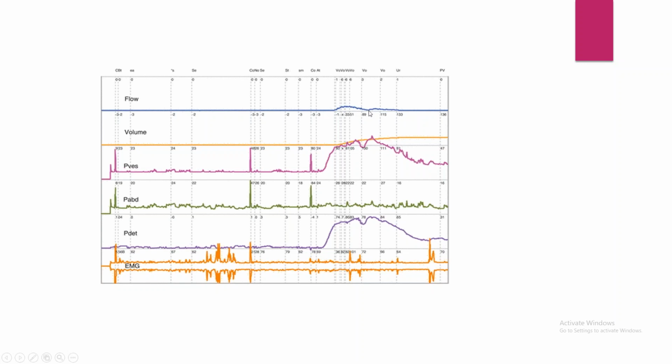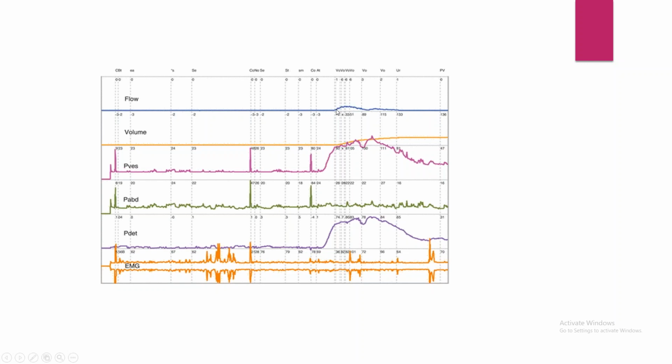Whether it is a normal thing? Peak flow rate is reduced. Yes, it is reduced and it is plateaued, correct? Yes, ma'am. It is plateaued. There are no spikes with straining or something like that. So the reason here is most probably an outlet obstruction.